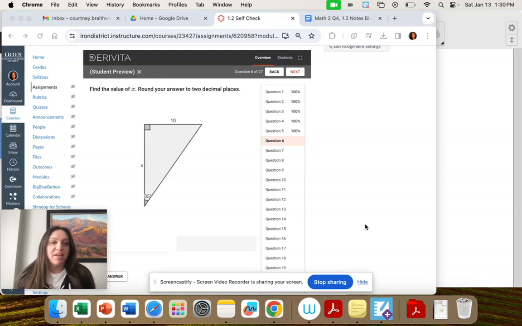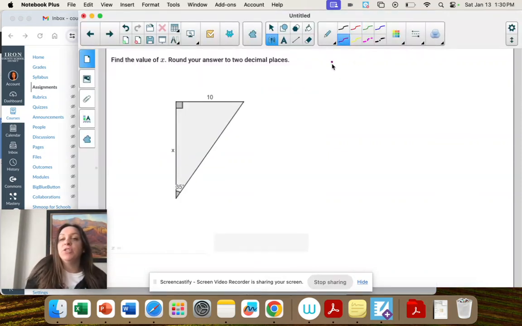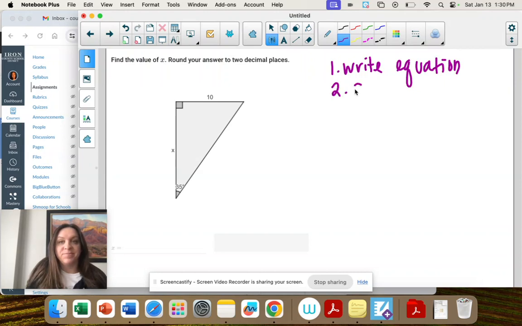Question 6, find the value of x. Round your answer to 2 decimal places. So now we're going to write our equation, what we've been doing. But now we get to solve it. So let's start with just writing our equation.